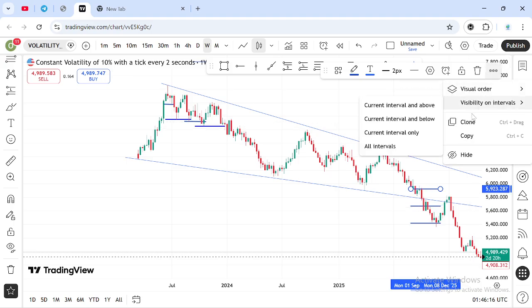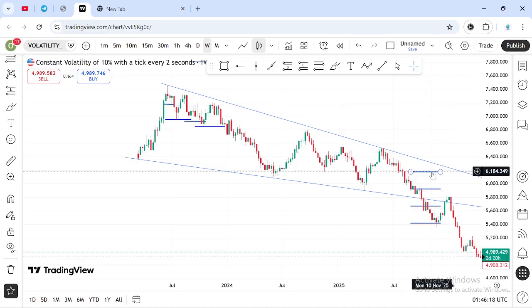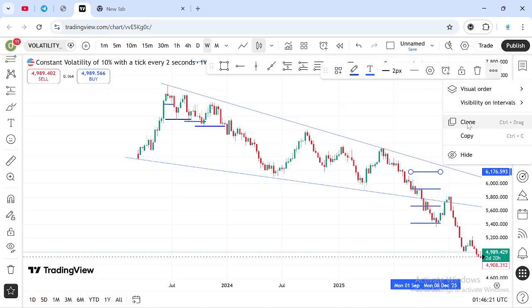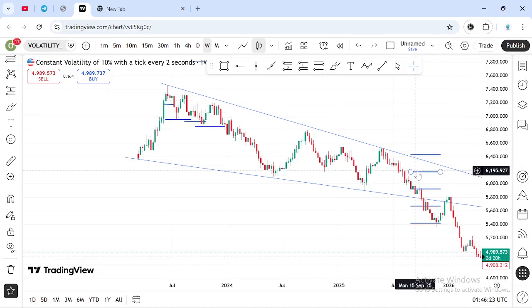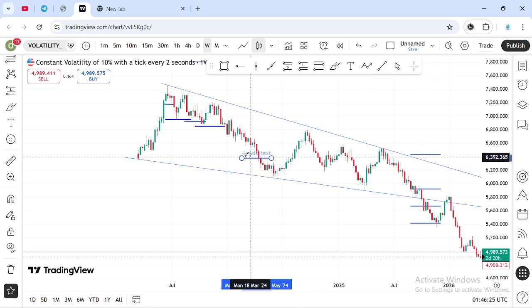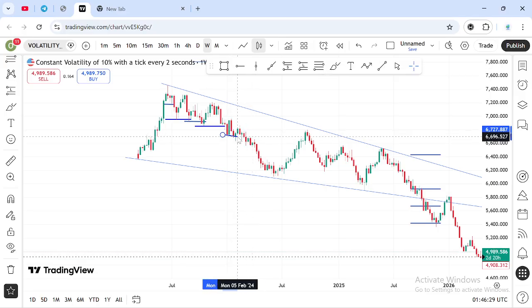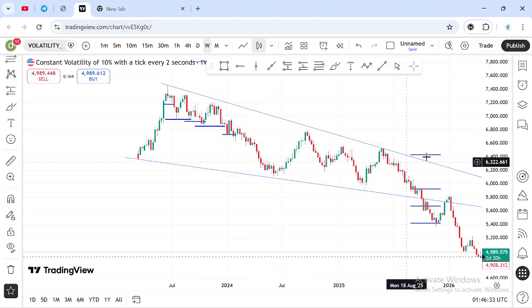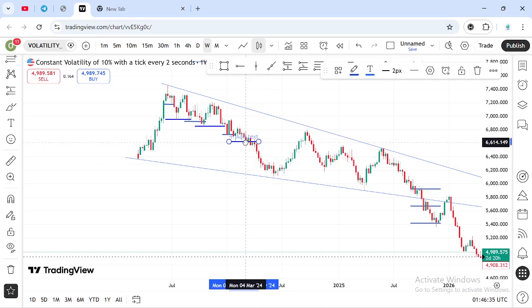So that is it. Okay, very good. So I'll come here. We had a break of structure also at this point. This is the weekly time frame. Very good. So we had another one here.